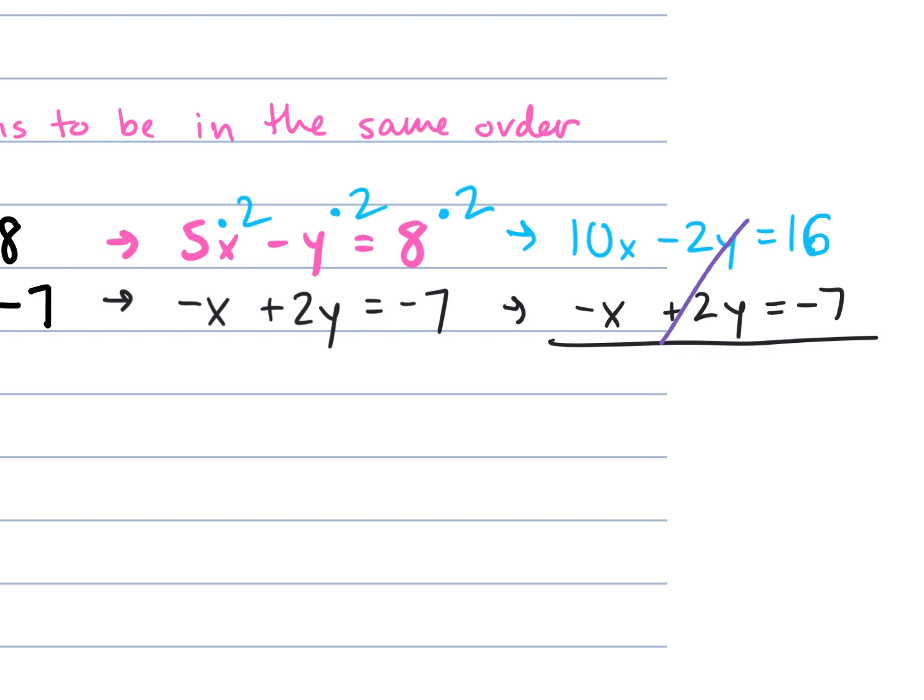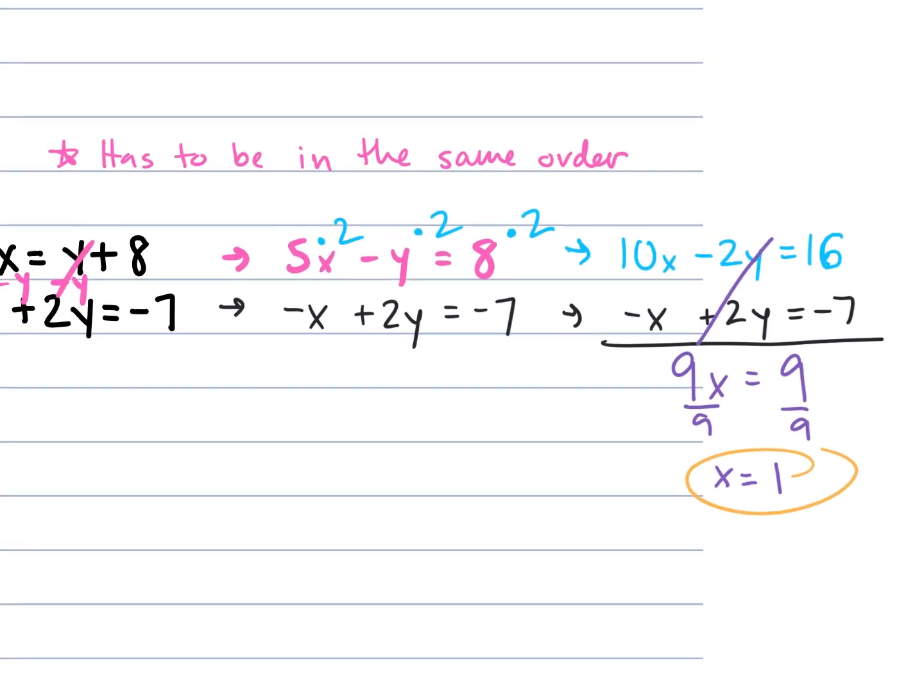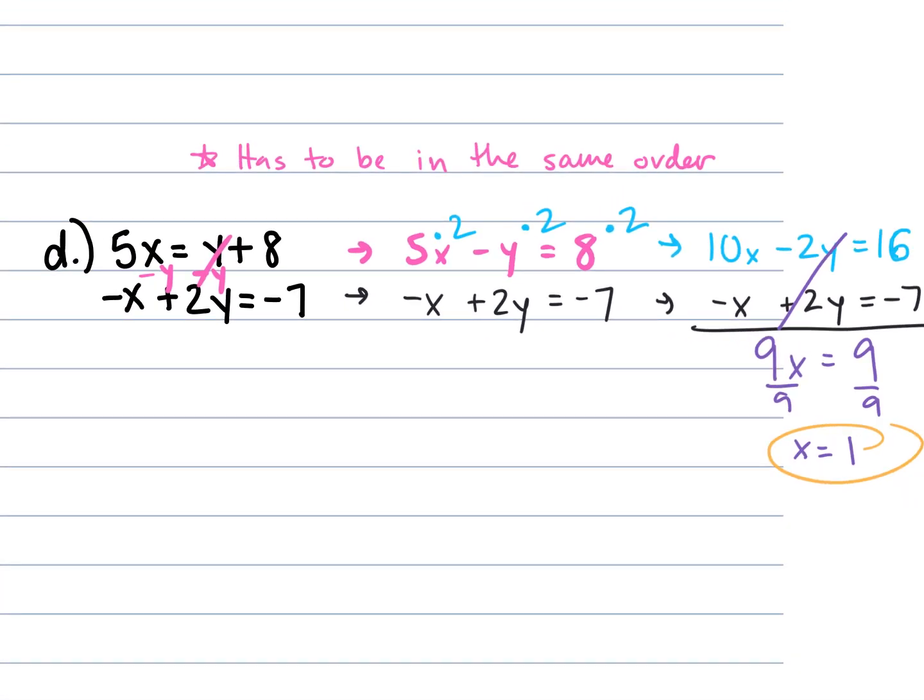What's 10x minus x? 9x. And what is 16 minus 7? 9. Then we divide both sides by 9. What's 9 divided by 9? 1. Perfect. That's one answer. So I found x. Marco, how do I find y?